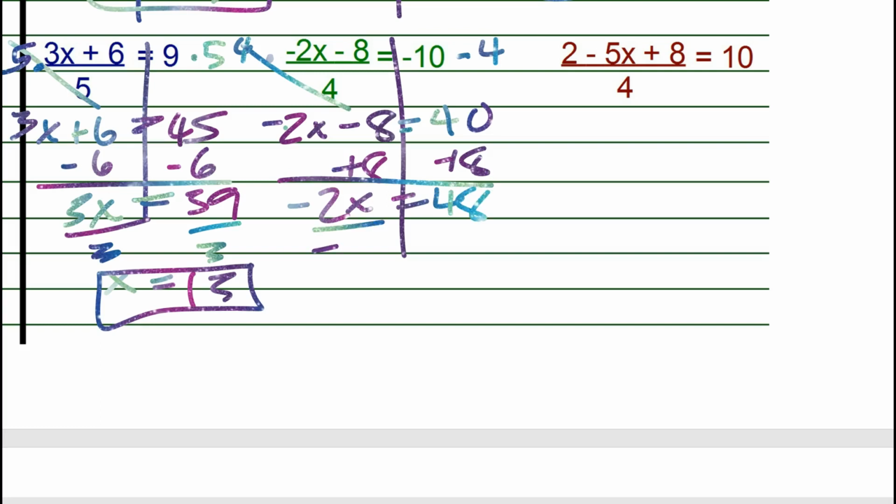What do we do now? We divide by negative 2. I'm still going fast. I'm sorry. Divide by negative 2. We get x is equal to negative 24.